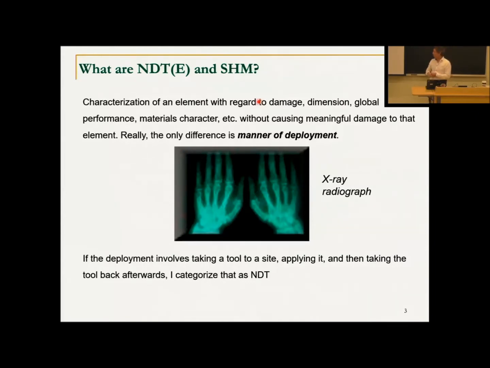So the example I show here is a radiograph of a pair of human hands. We all understand what this means. This is an image that is able to show the bone structure inside. And maybe a doctor can look at this and make an inference whether we have a healthy bone or there is a fracture or some sort of problem. So they make an inference. And when we take this X-ray, we don't do meaningful damage or disruption to the hands.